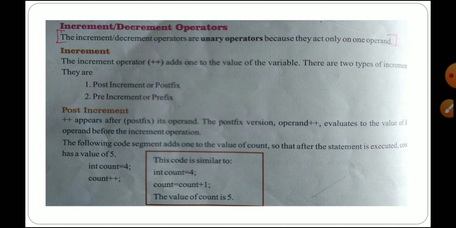Here they gave an example. This code is similar to int count equal to 4, count plus plus. How are they writing that code? Count equal to count plus 1. So now what is the value? 4 plus 1. What is the result? 5. In the C programming language, it increments the value and displays the result of that particular value. That is the post increment example.